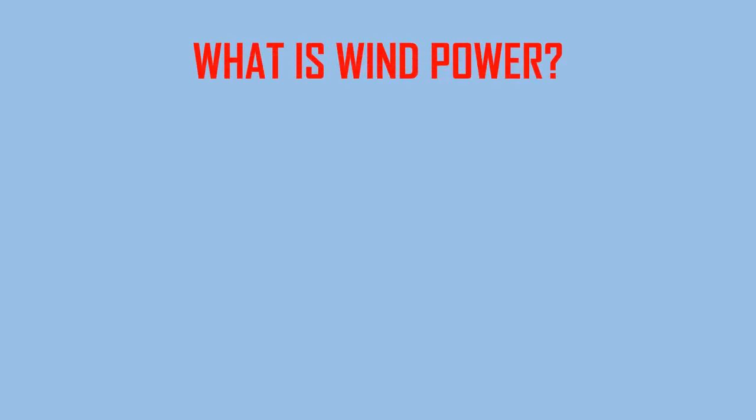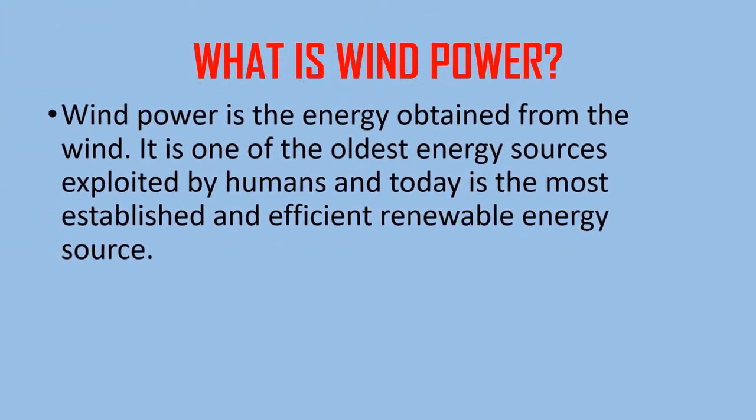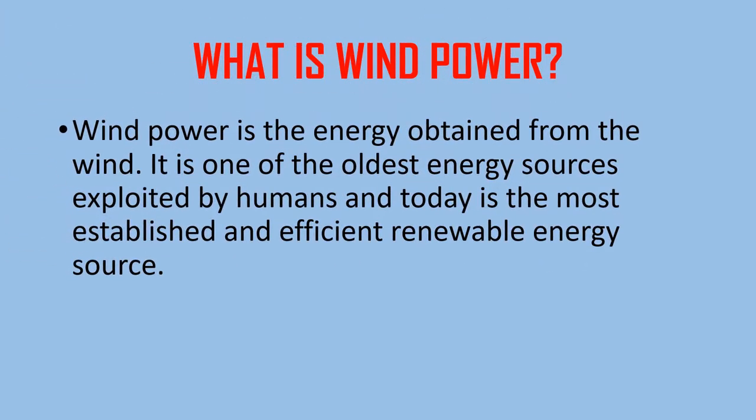Now, let us continue with what exactly wind power means. We know that wind power is energy obtained from wind. For that, its name is wind power, and it is one of the oldest energy sources exploited by humans, and today it is the most established and efficient renewable energy source. Today we are mostly using this wind power.